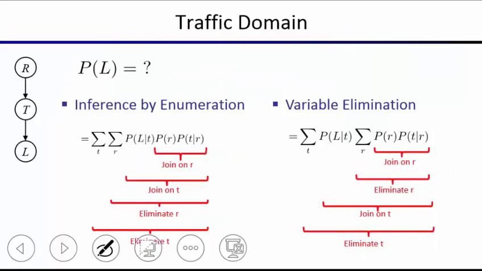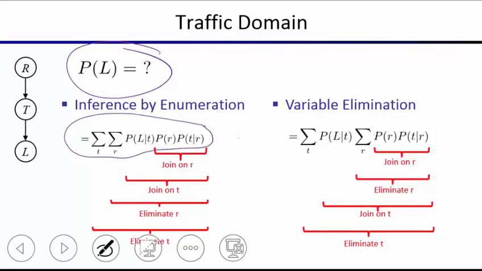So, mathematically, what does that look like? This is our running query. What's the probability distribution for L? If we run inference by enumeration, this is what the math looks like. We multiply together all factors in the basenet. Then we sum over each of the hidden variables to get the answer to the query. In terms of table manipulation, this is a join on R, followed by a join on T, followed by an eliminate on R, followed by an eliminate on T.